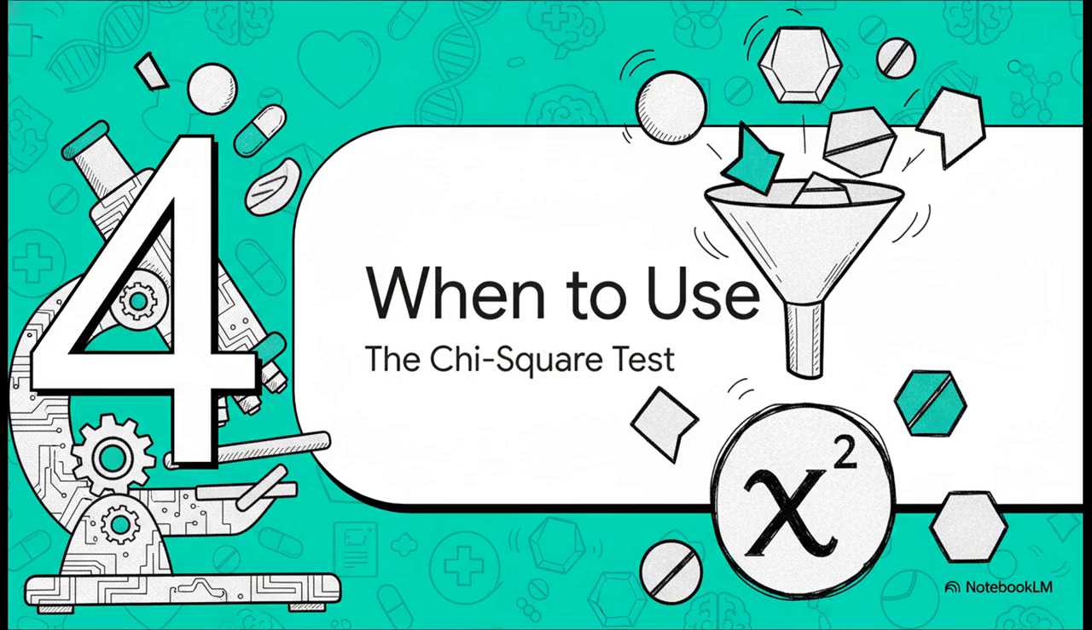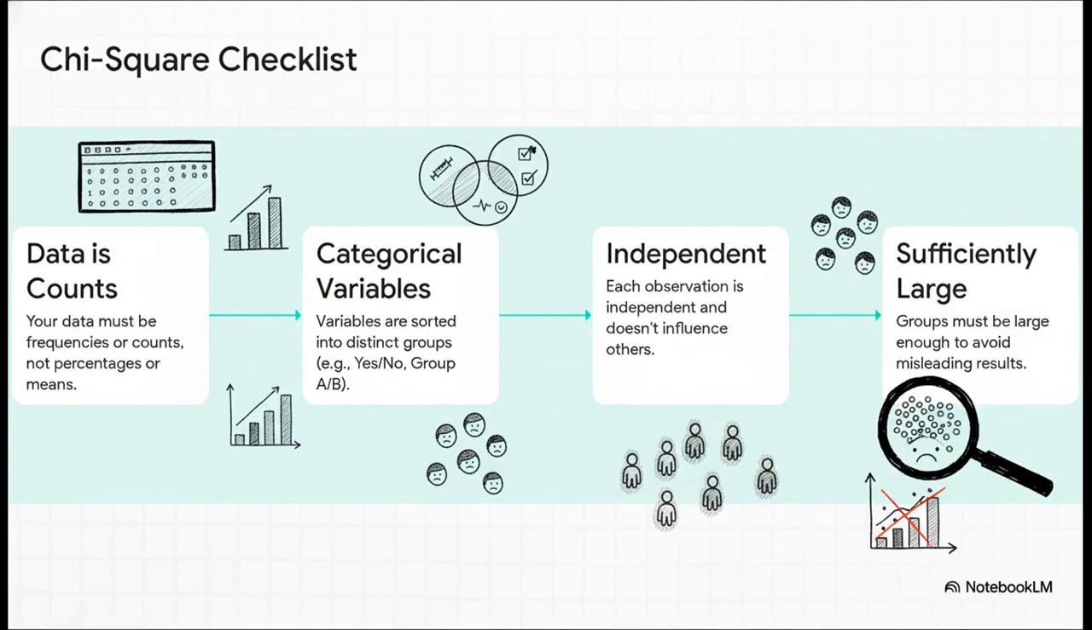Now, the chi-square test is incredibly powerful, but it's not a one-size-fits-all kind of tool. Just like any specialized instrument, it has specific conditions where it works best. You can't just throw any old data at it and expect it to work. Here's a quick checklist for when to use this test. First, your data has to be counts or frequencies, not averages or percentages. Second, your variables have to be categorical, so they fit into distinct groups. Third, each person's data has to be independent. One person's results can't influence another's. And finally, your groups need to be large enough. If you're working with really small numbers, the tests can get a bit unreliable.